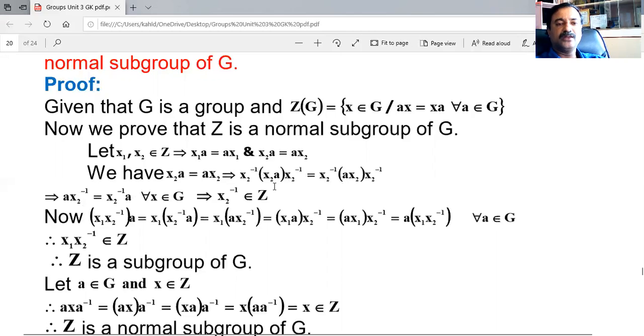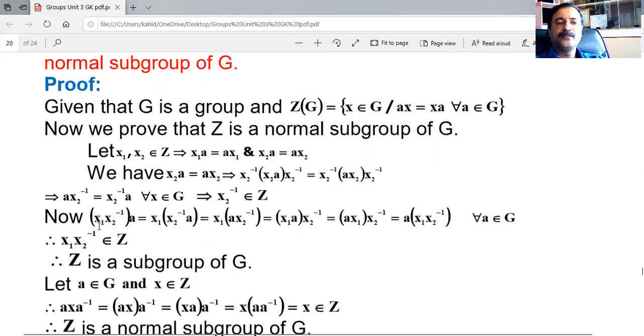So what remains? In the LHS part, a x2 inverse. In the RHS part, x2 inverse into a. That means x2 inverse satisfies the abelian law with any element in G. That means x2 inverse belongs to Z. We are taking x2 in Z, so its inverse x2 inverse is also in Z.